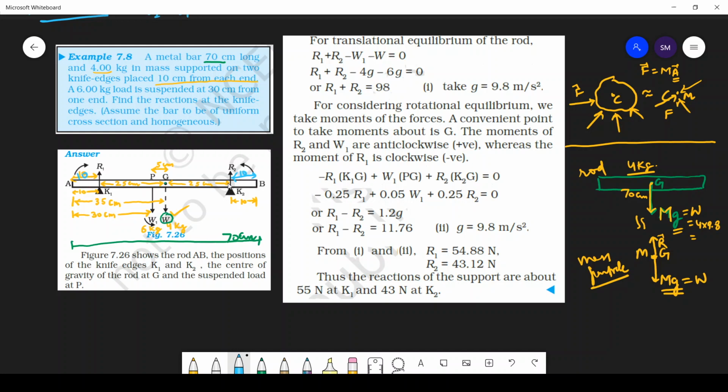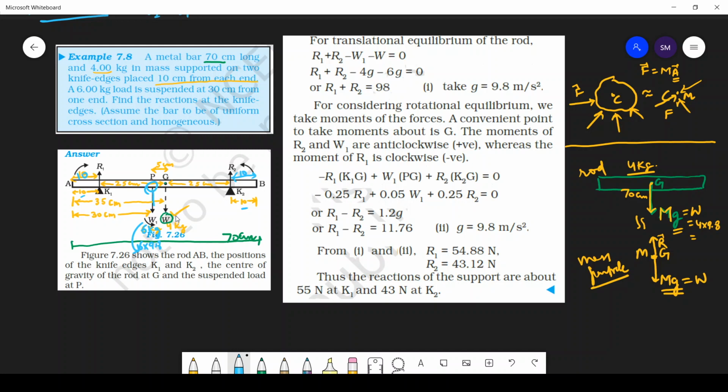Now a 6 kg load is suspended at 30 centimeter from one edge. So from one end, this is 30 centimeter, and I have suspended this 6 kg load. This is W1. What is the weight of this 6 kg? 6 into 9.8 is the weight, that is your F1 being pulled by the earth. So this is the load I have suspended over here.